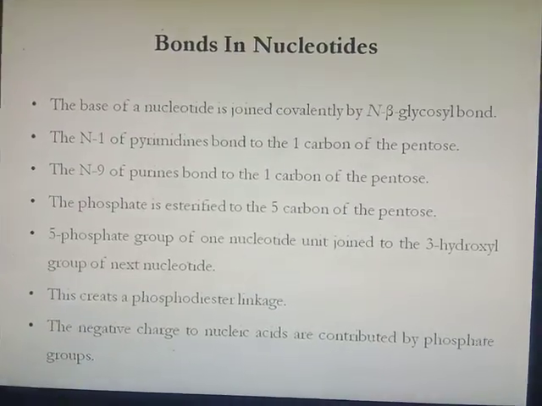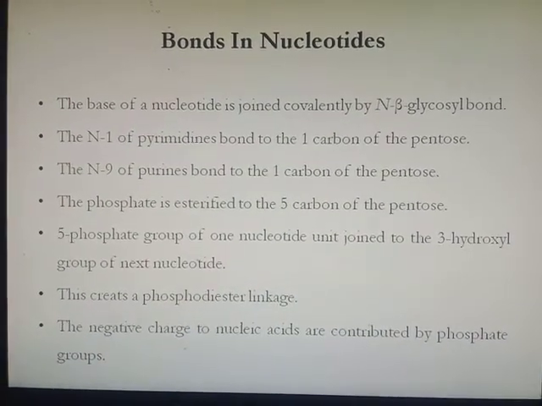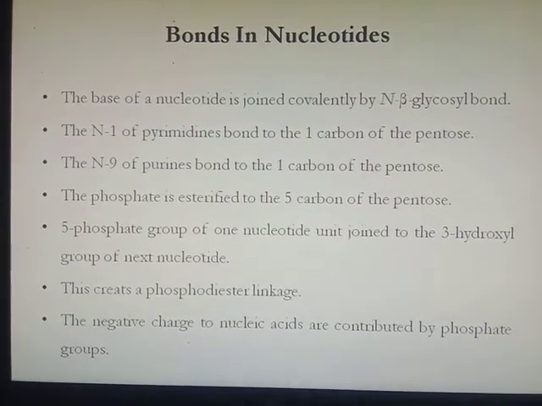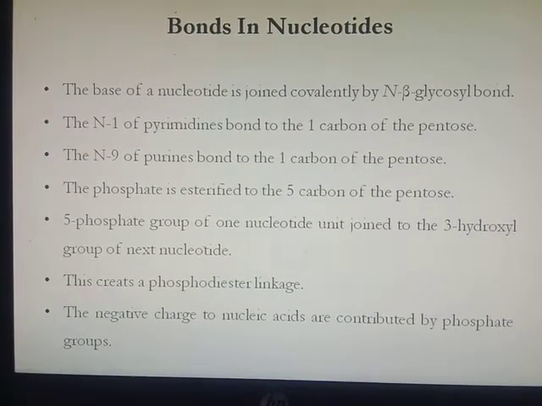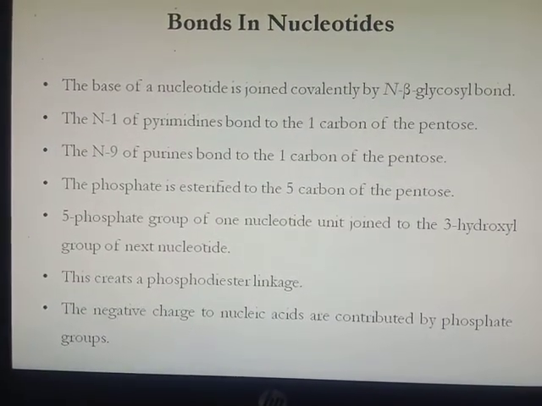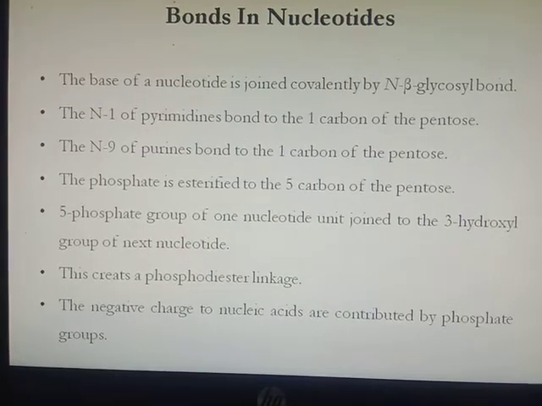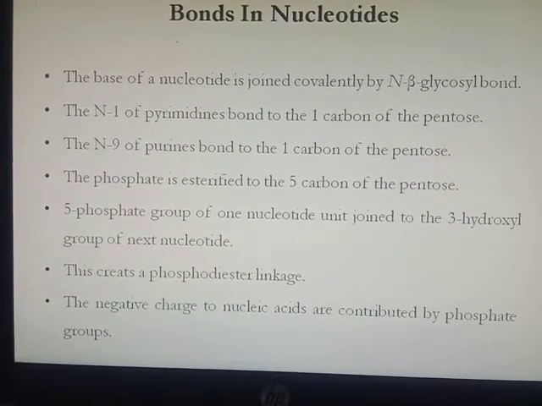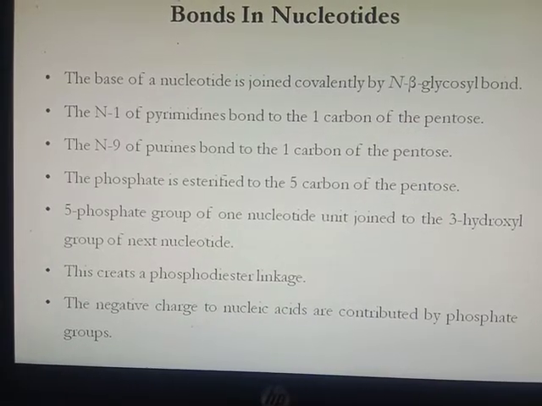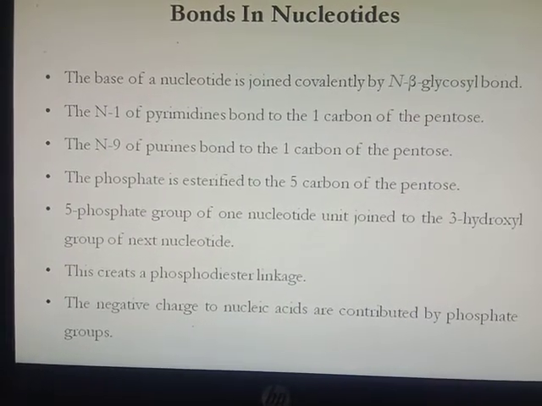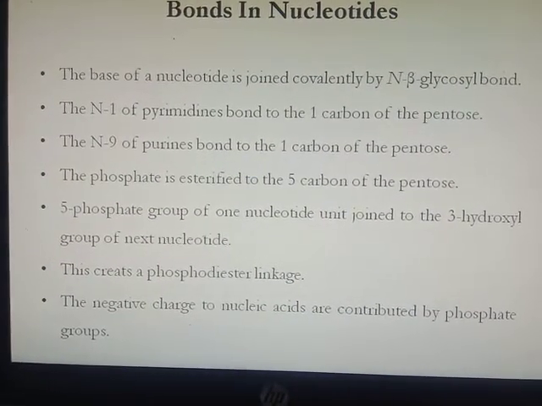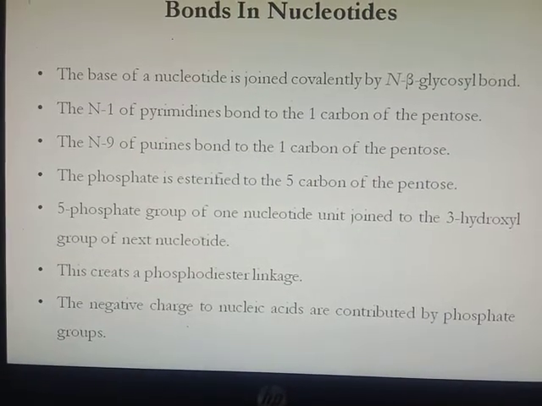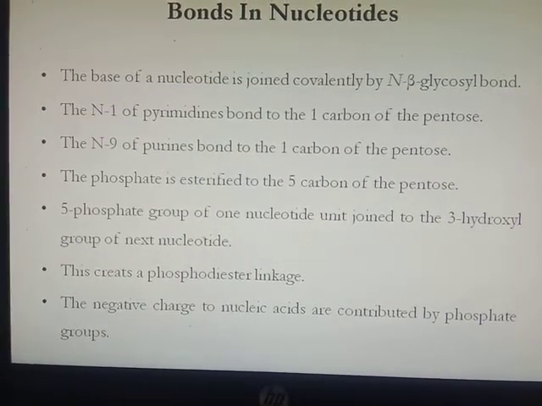Then bonds in nucleotides. We already discussed the 3' 5' phosphodiester bond. Another bond is the N-beta glycosyl bond. The bases of nucleotides are joined covalently by the N-beta glycosyl bond. The N1 of pyrimidine is linked to the first carbon of pentose.